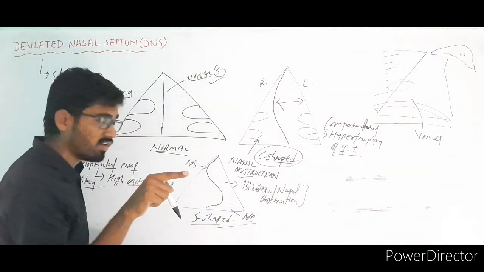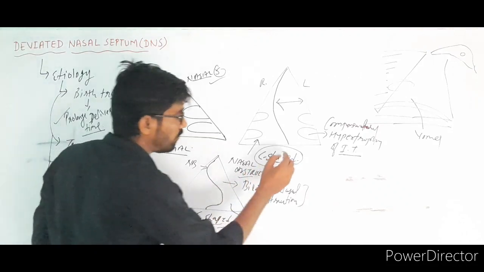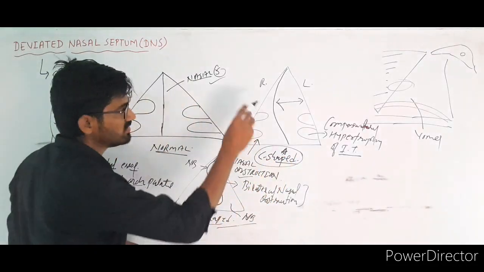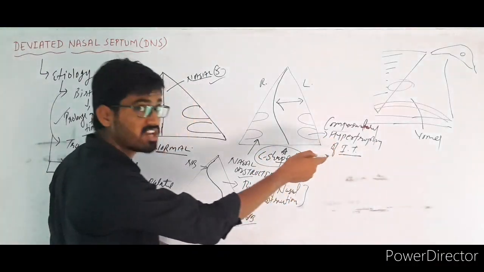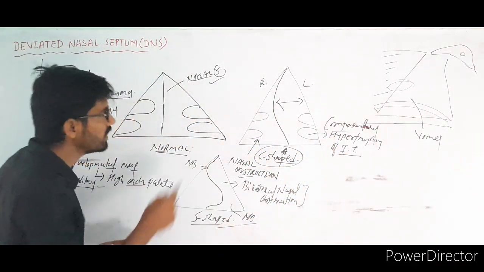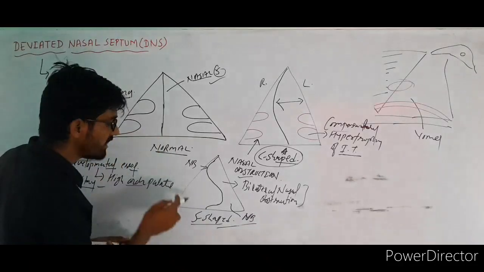Examiner will ask, what about C shape? Unilateral obstruction is there, bilateral may be there because of the compensatory hypertrophy of the inferior turbinate. You have to remember this thing. Okay, so this is C shape, here is S shape.